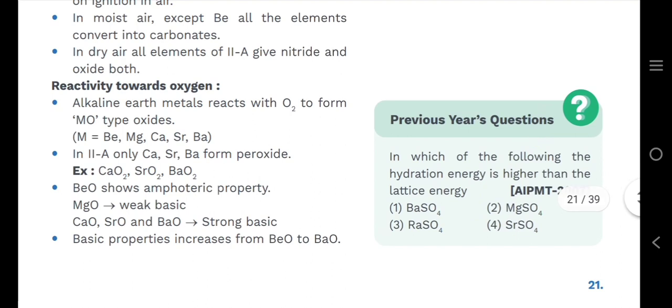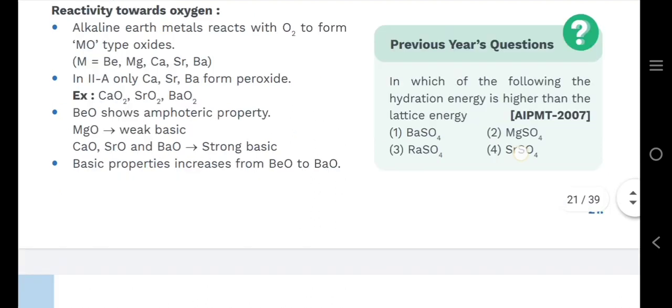Reactivity towards oxygen. Alkaline earth metals react with O2 to form MO type oxides, where M is Be, Mg, Ca, Sr and Ba. In the second group only Ca, Sr and Ba form peroxides, for example CaO2, SrO2 and BaO2. BeO shows amphoteric property. MgO is a weak base, whereas CaO, SrO and BaO are strongly basic in nature. Basic properties increase from BeO to BaO.